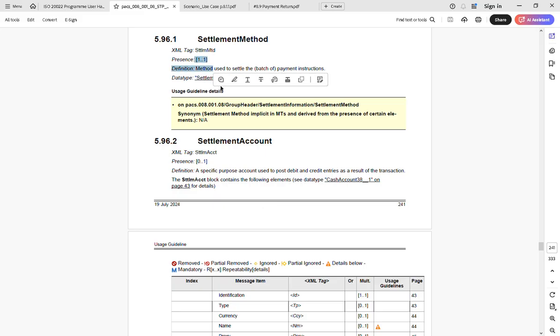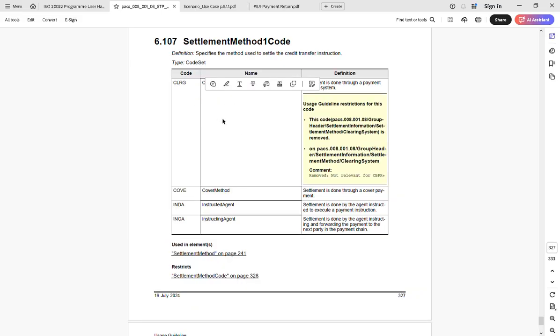Those codes are, as we just discussed, cover, INDA, the instructing agent, and INGA. Clearing system is removed from the CBPR guideline, we do not have to study it here. But for the cover method, settlement is done by the cover payment.